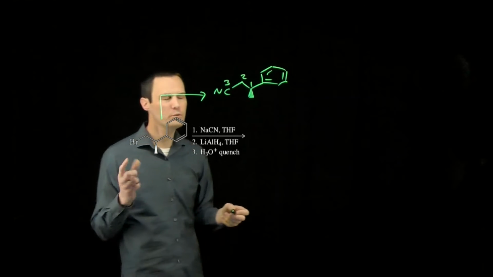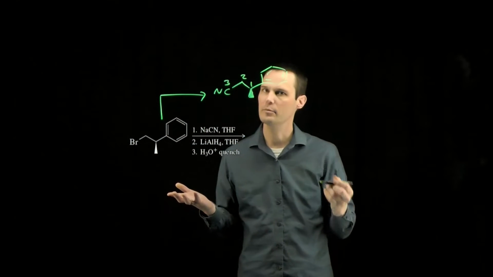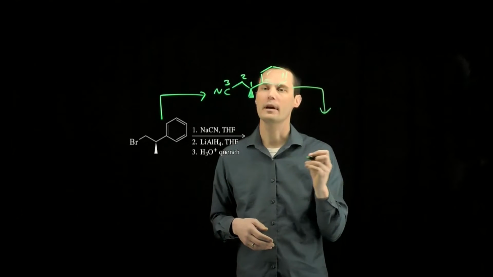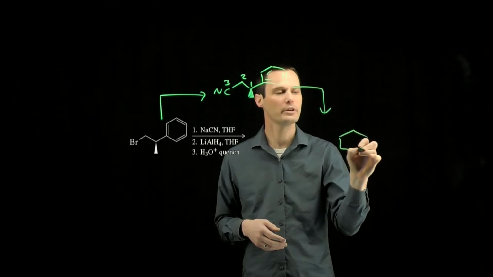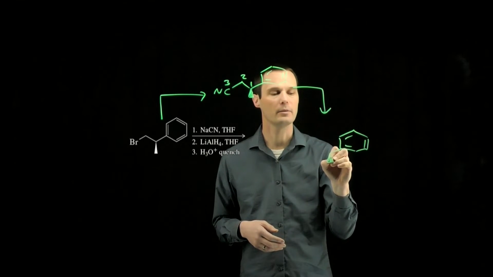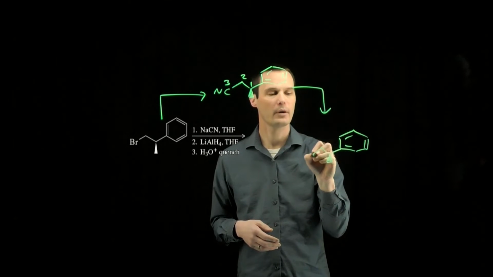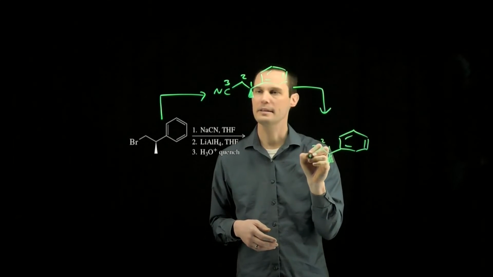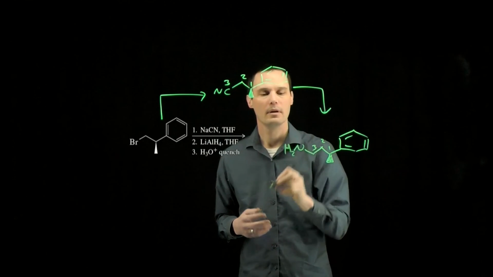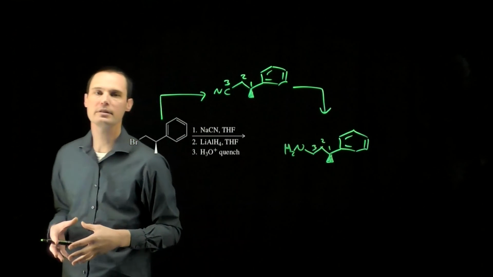The next two steps are really combined. It's a reduction with lithium aluminum hydride followed by hydrolysis. Those go together. And the lithium aluminum hydride reduction of a nitrile converts the nitrile into an amine. So we have our benzene ring with our 3-carbon chain, and attached to that 3rd carbon, we have an amine. This amine is the product of this reaction sequence.